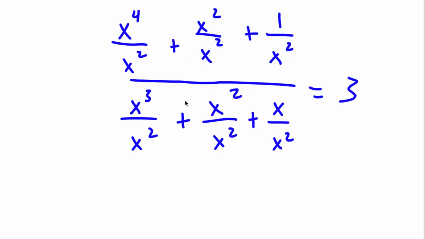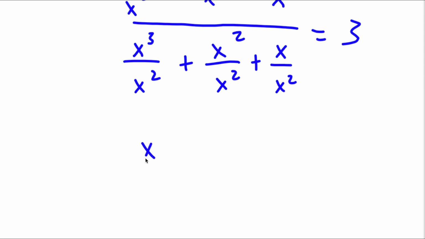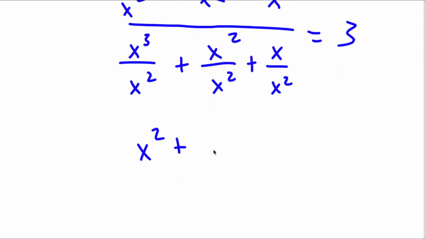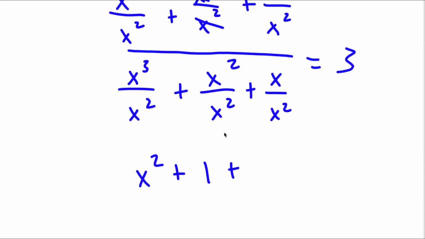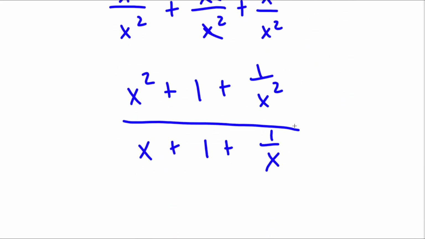Now we can simplify this. x^4 over x^2 is going to equal x^2, plus x^2 over x^2, these two cancel out, so plus 1, plus 1 over x^2, we simply just let that be. Now I have this over x^3 over x^2, that's going to be x, plus these two cancel out, 1, plus, again, 1 over x. This is equal to 3.